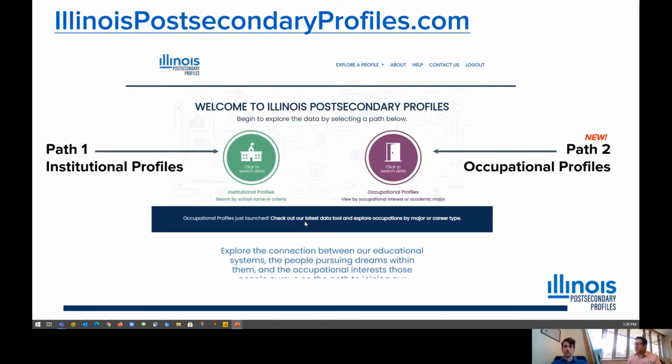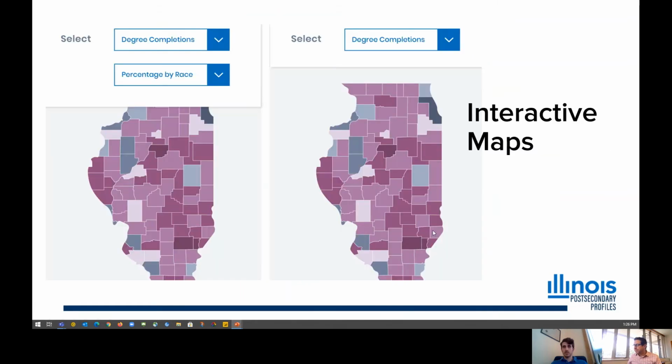So as Charlie showed you earlier, Path 1, if you were to go to the site right now at the time of this recording, only the green circle would show up there to move you into the institutional profiles pathway. When we launch Path 2, the purple occupational profile circle will also appear, and that will allow you to search based on occupation or program. And by program, we refer to area of study, academic major, what you would do in a post-secondary institution, whether that be a community college or a university.